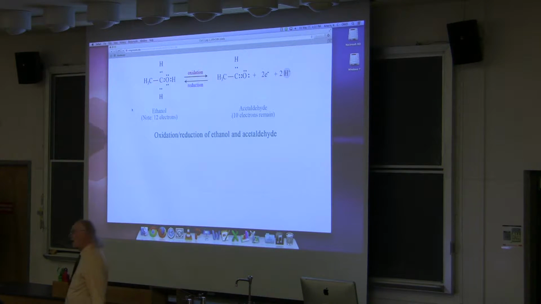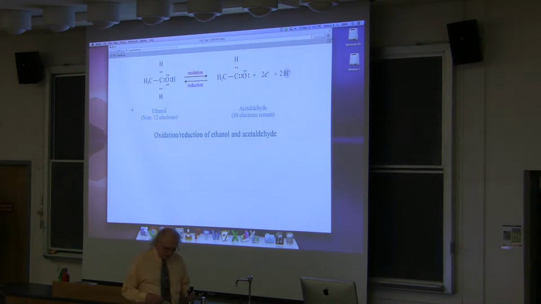This figure shows the relationship between oxidation and reduction. And if we look at this, we see on the left we have an alcohol, in this case ethanol. And on the right we have an oxidation product of ethanol. In this case, it's acetaldehyde. And of course, you know from organic chemistry that going from an alcohol to an aldehyde involves oxidation. And oxidation involves loss of electrons. So you're losing electrons in this case, and so you see the 2 electrons here and 2 protons that come off as well.